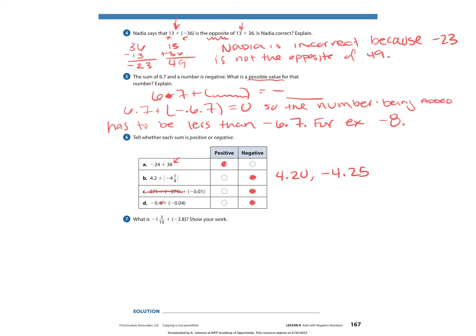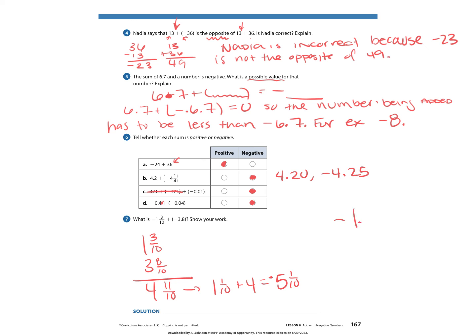The last one, find the sum, show your work. They're both negative. So you add. Forget the signs, you add. If you're going to do it with fractions, you're going to get a mixed number. You're going to have to convert. So I don't recommend it, but you would get this. You cannot leave it like this. 11/10 is 1 and 1/10. You're going to add that to your 4 to get 5 and 1/10, or decimals, and it's negative.